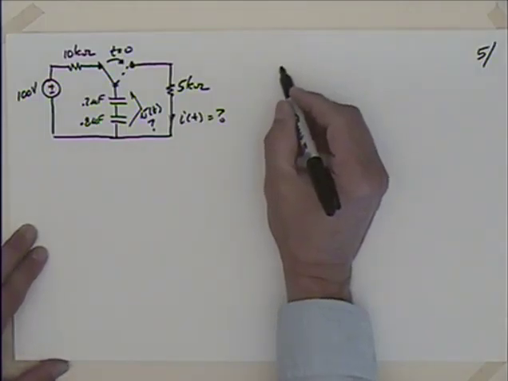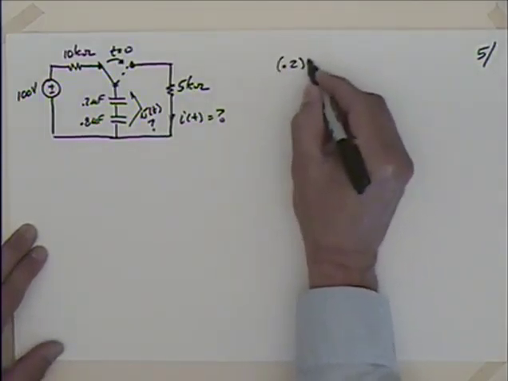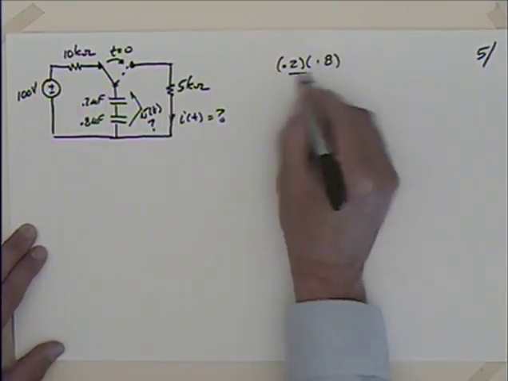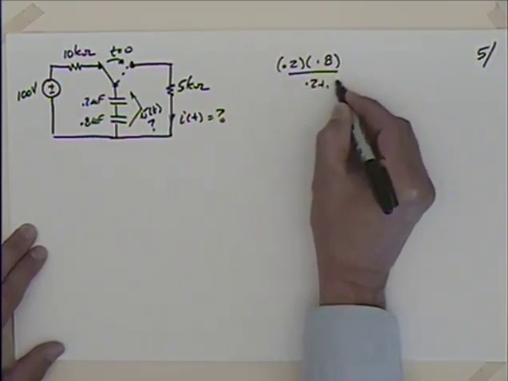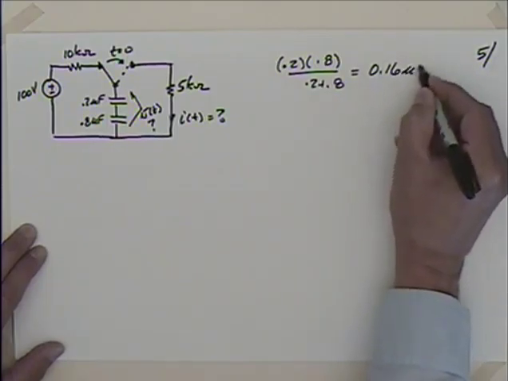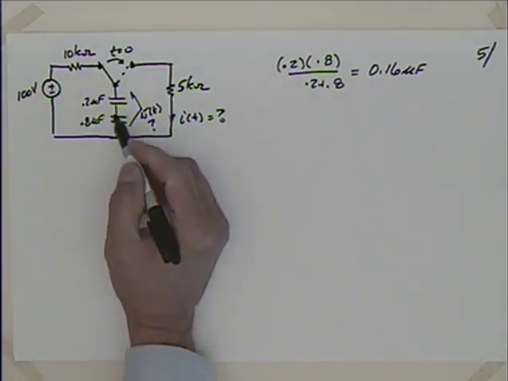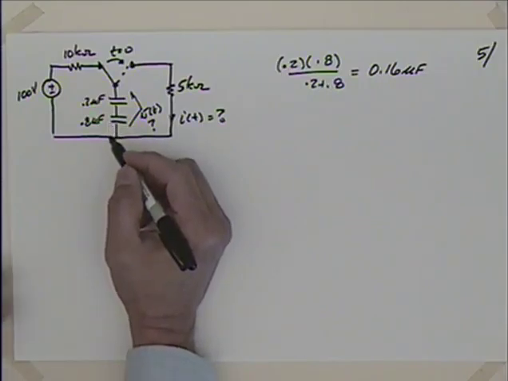When I have capacitors in series, it's like resistors in parallel. So I'll take that 0.2, multiply it by 0.8, product over sum, 0.2 plus 0.8 gives me 0.16 microfarad. So I wouldn't want to fall into the temptation of saying that we have 1 microfarad. We don't, we have 0.16 microfarad. So then we'll assume that these are charged up here.